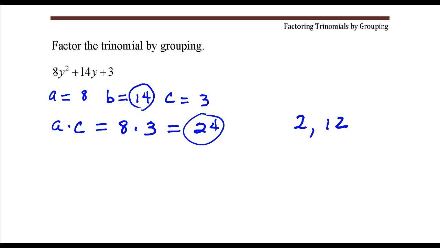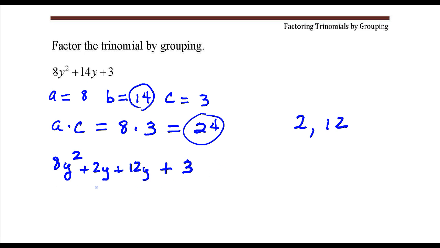Okay, so the next thing we do, we'll write the first term of the trinomial out. Then we're going to write the last term, plus 3. We're going to leave some space in between here. So instead of me writing 14y, I'm going to use these two numbers to do that. So 8y squared plus 2y plus 12y. So 2y plus 12y, still 14y, just written another way.